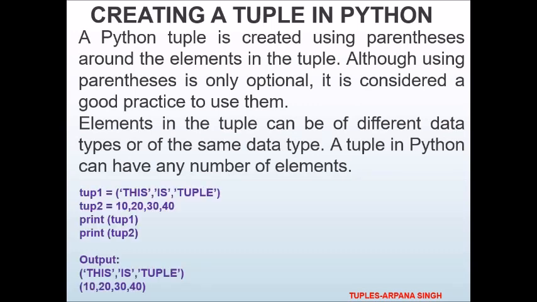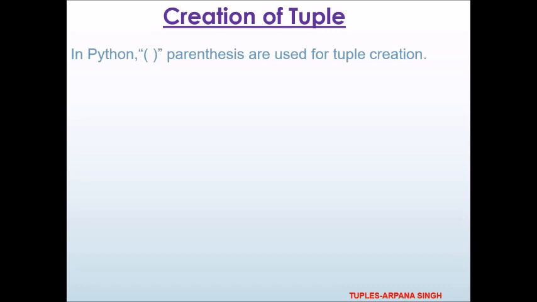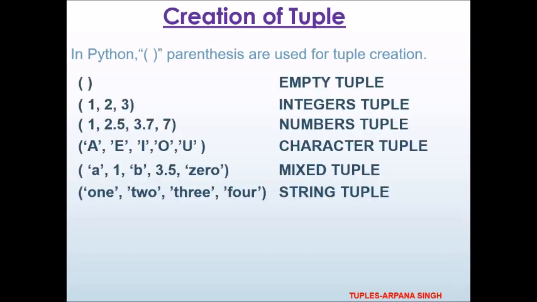These are a few examples. If you write tup1 is equal to this, three strings are there, this is a tuple, and in tup2 the example is 10, 20, 30, where no parentheses have been used. If you print tup1 and tup2, you will get the result in the form of tuples. The first tuple is tup1 with the strings, and the second tuple is 10, 20, 30, 40, that is a tuple of integers. So we use parentheses for creating tuples.